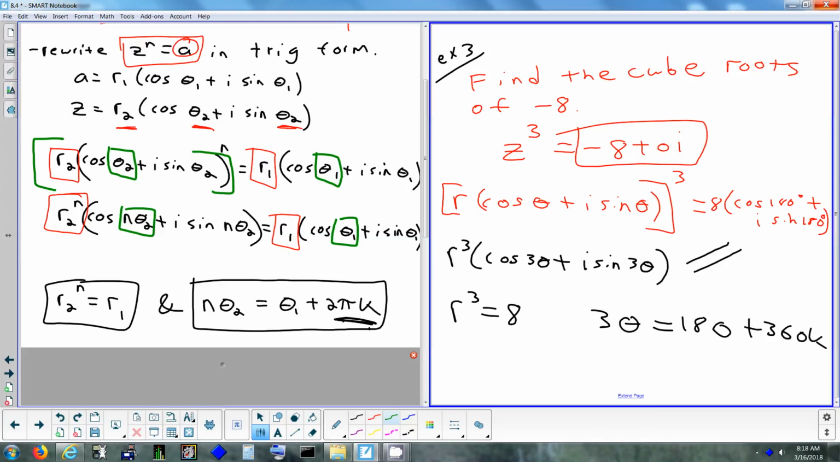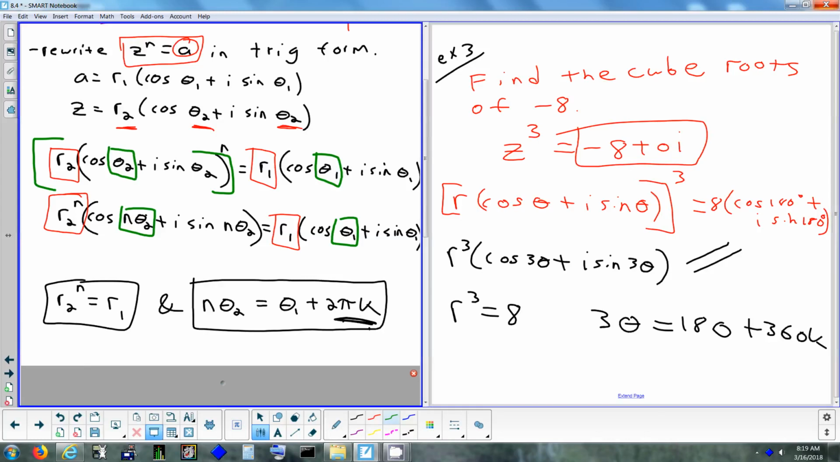Any questions why I did 360k on the right and I had 2 pi on the left? It's just a matter of degrees and radians, and this problem's in degrees. So, okay, now we solve each equation.